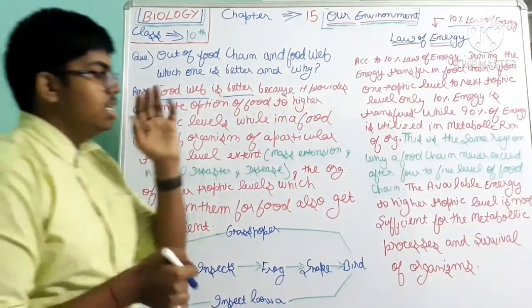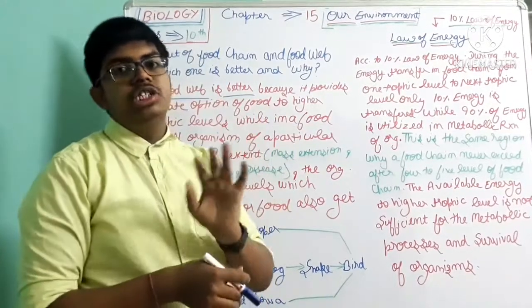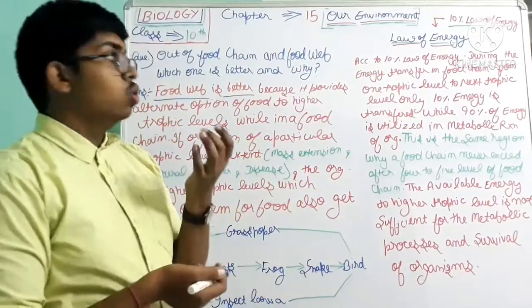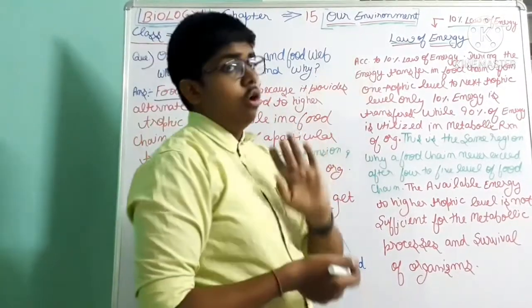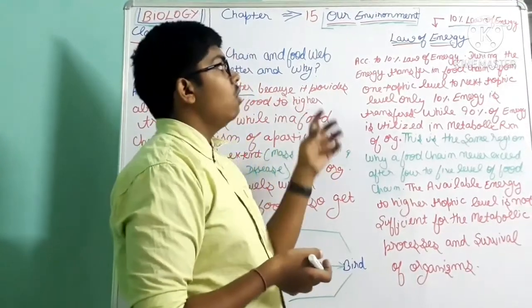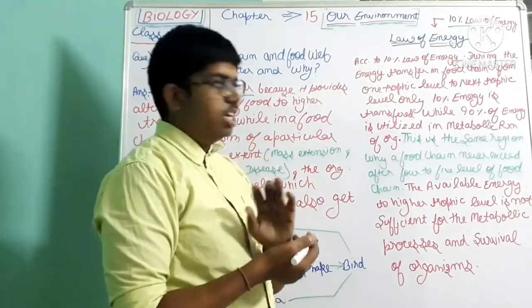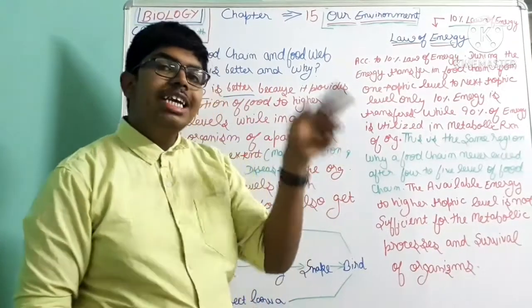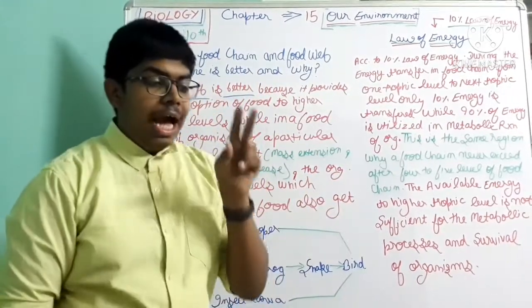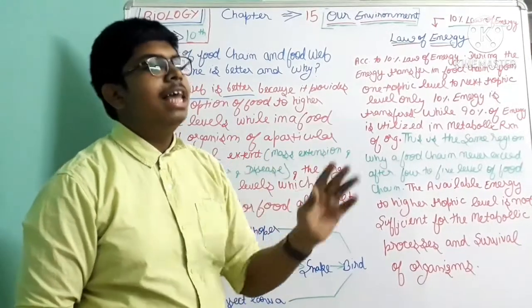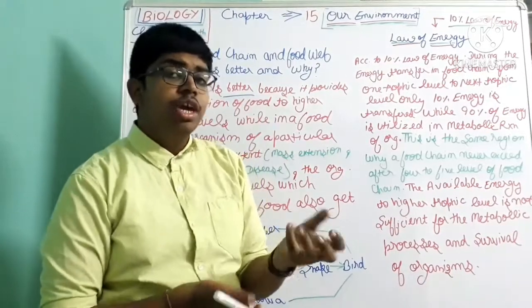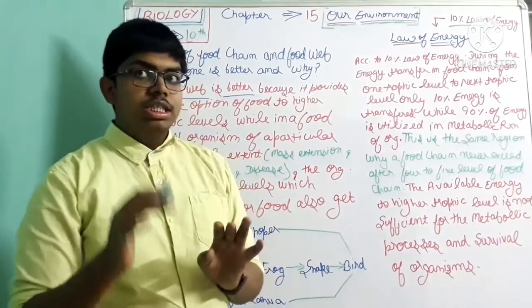Now we move to our next important topic of the chapter, that is the law of energy, also known as the 10% law of energy. According to the 10% law of energy, during energy transformation in a food chain, only 10% of the energy is available for transfer, while 90% of the energy is used up in the metabolic reactions occurring in the organism's body.